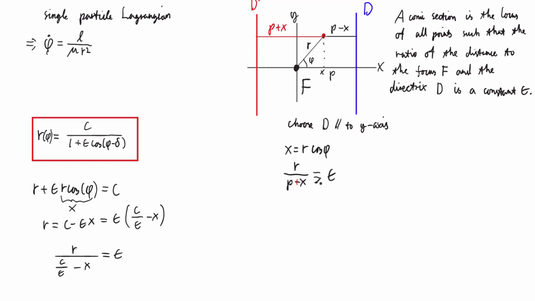And that's the same formula that we have over here. Just take p equal to c over epsilon. And we can even see that, in fact, if we add in a delta that's equal to pi here, that changes the sign of this cosine, so it becomes negative. Move it over on the other side, it becomes positive. So we get a positive sign here. So it's either plus or minus.